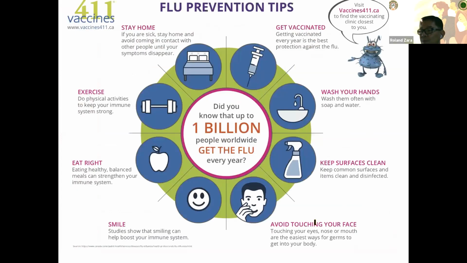Okay, so how do we prevent this? Of course, prevention is somehow the same as for SARS-CoV-2 because this is also droplet. So stay at home. Eat right. Avoid touching surfaces. Keep surfaces clean and wash your hands. And get vaccinated. This is usually yearly.